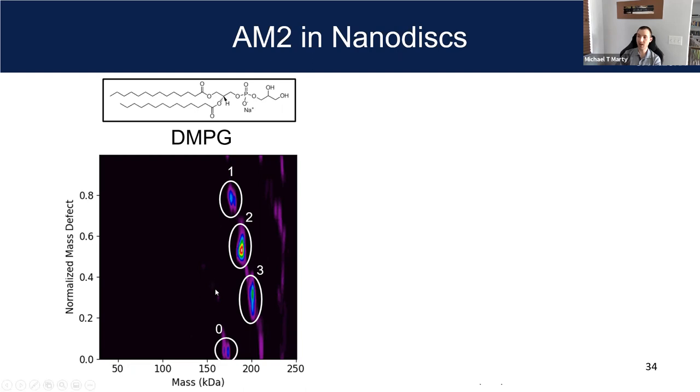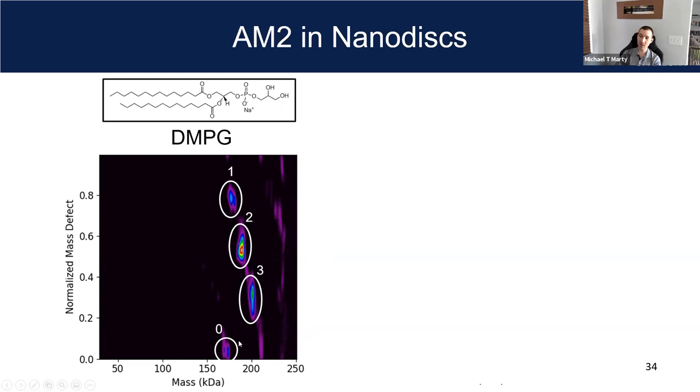Now, each time we add a protein, it shifts the mass by about 10 kilodaltons. So you'll see that here. Each of these peaks is up by 10 kilodaltons. It also subtly alters what we call the mass defect, which is basically how close it is to an exact integer mass of the lipid, right? So something that's, you know, just a ball of lipids will have a mass defect of zero. But as we add things in, it'll subtly shift the mass. And so we can use that as kind of a second dimension to visualize this data.